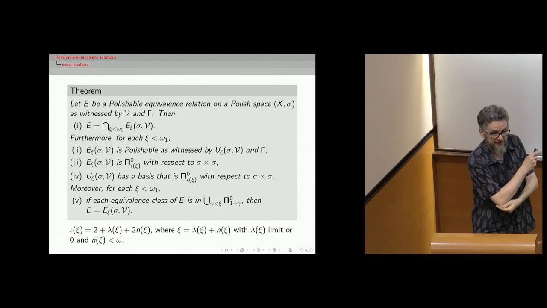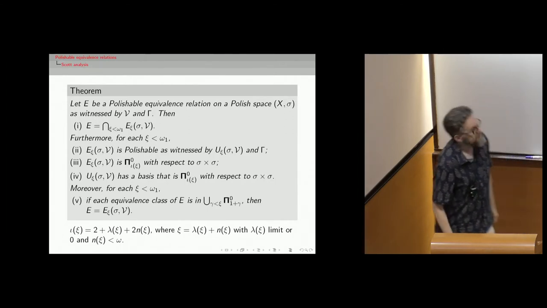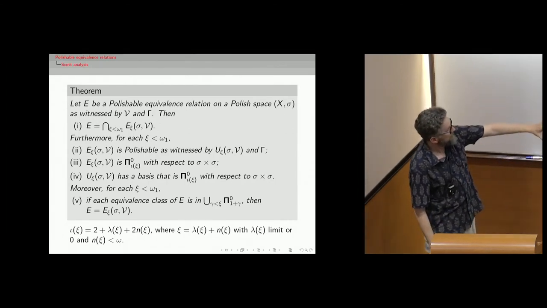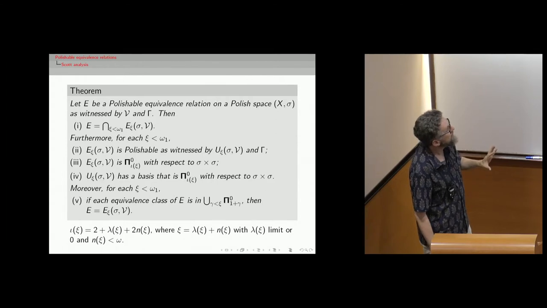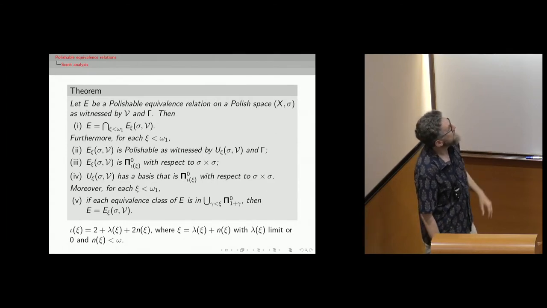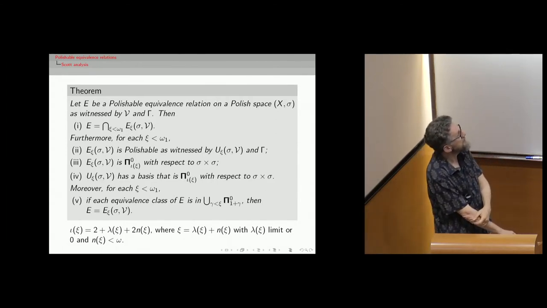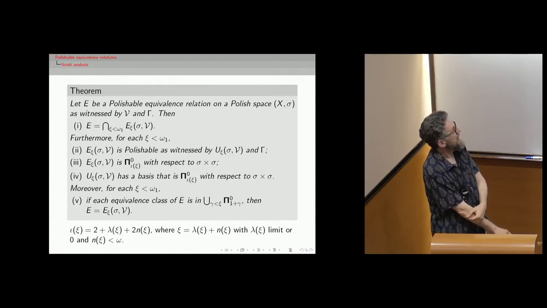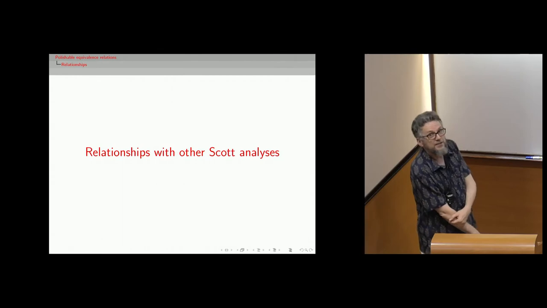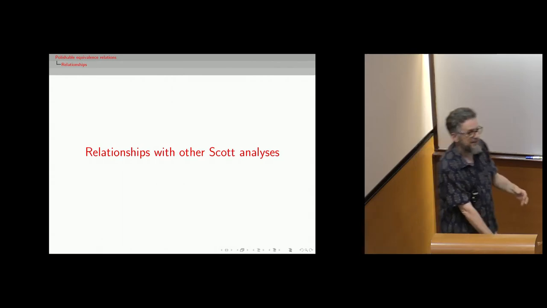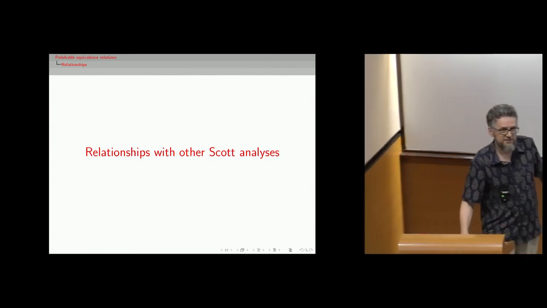This is the theorem that describes the Xcode analysis. The simple procedure that I described gives you these approximating equivalence relations. All of them are polishable. They are simple, and their polishability is also witnessed by simple uniformities. And you get E at the omega stage, or if it's Borel, you get it at the countable stage. So that's the main theorem. Relationships with other Xcode analysis, and this is half done.